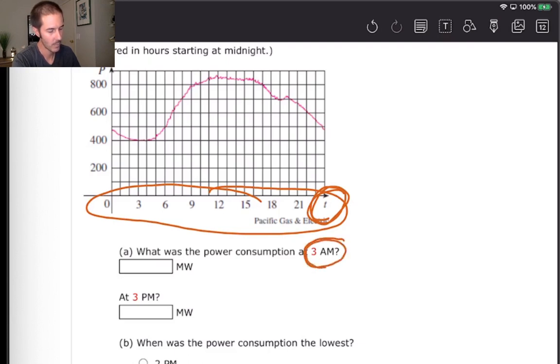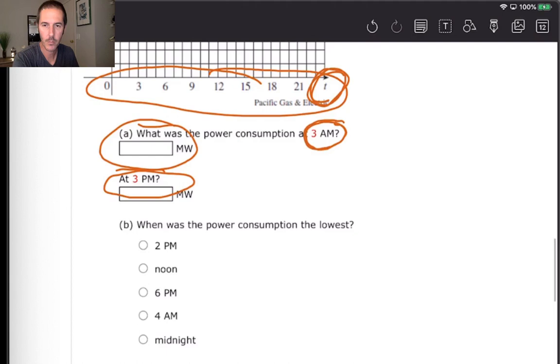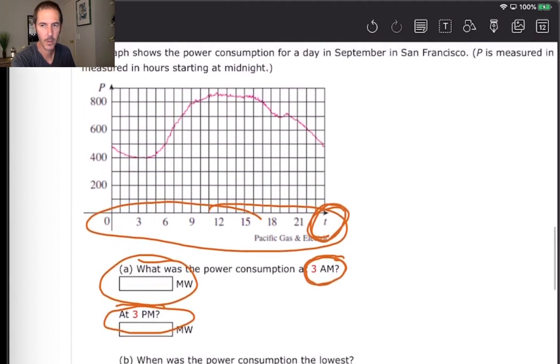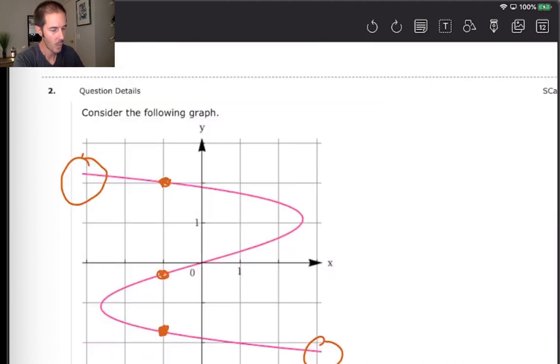So we're being given what we would normally think of as an x value, and over here you want to enter a y value. At 3 p.m., they're giving us another x value. You're going to enter a y value. When was the power consumption the lowest? Now, power consumption is on our vertical axis. And since it's on the vertical axis, those are y values.